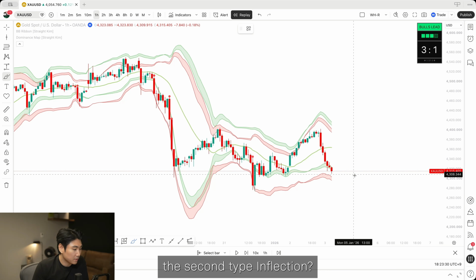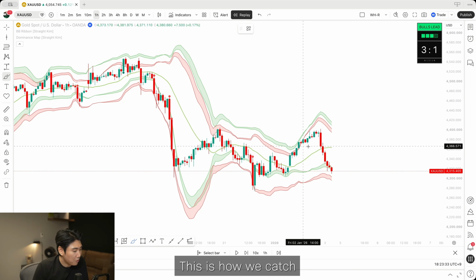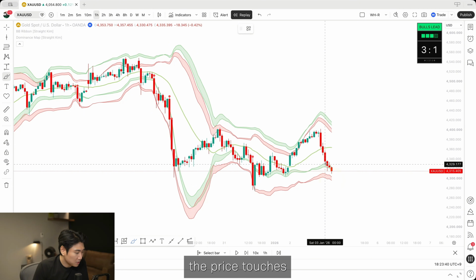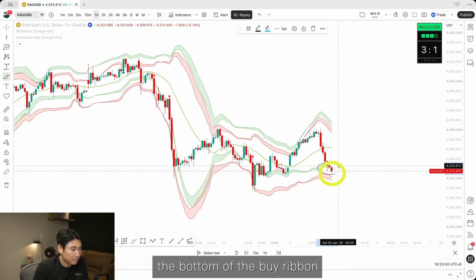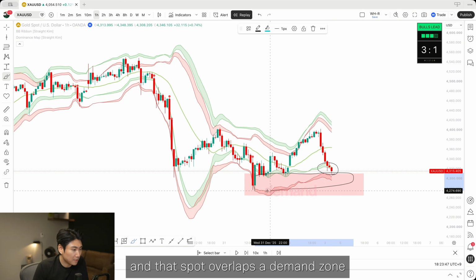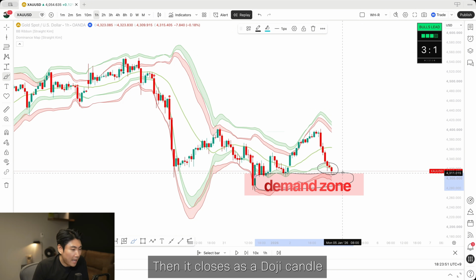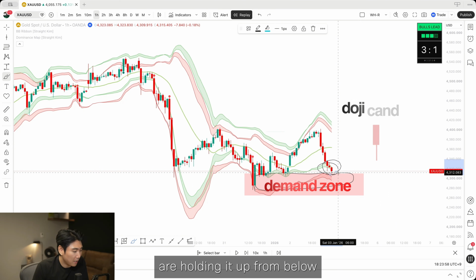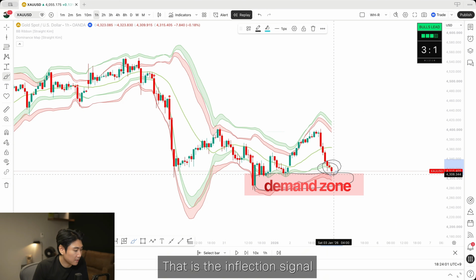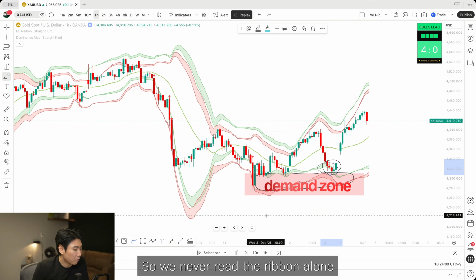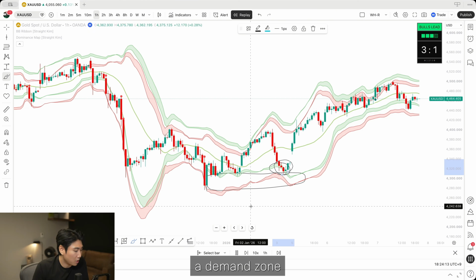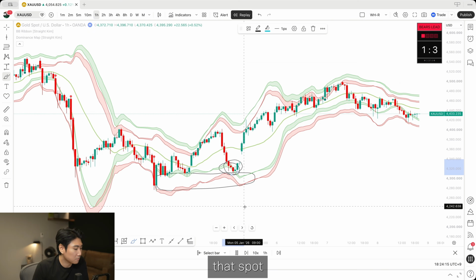Let us look. The second type, inflection, is how we catch the reversal spot where a trend bends. The price touches the bottom of the buy ribbon and the spot overlaps a demand zone. Then it closes as a doji candle. That means buyers are holding it up from below. That is the inflection signal. So we never read the ribbon alone. We check whether the ribbon overlaps the demand zone and whether the candle holds that spot.